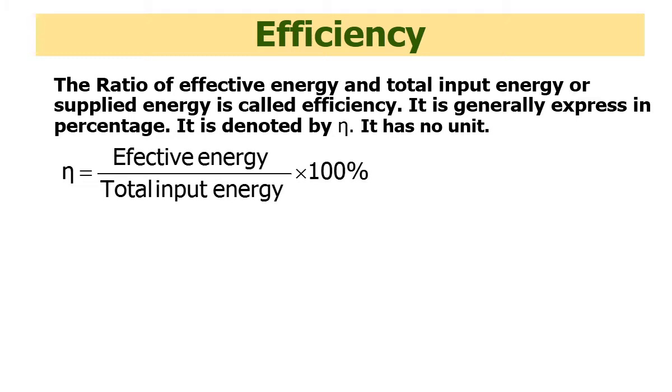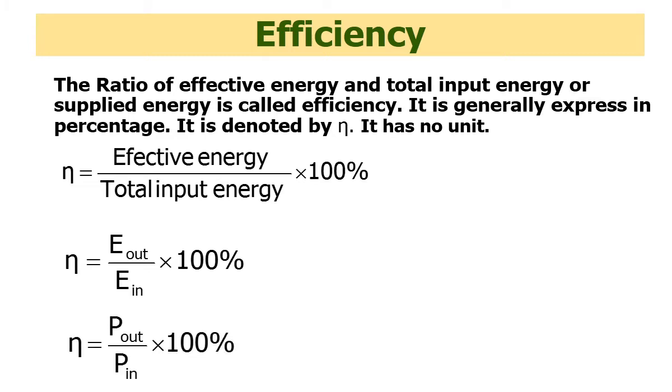Now if you are asked what you mean by efficiency 30%, it means if 100 joule energy is given to an engine, then the energy obtained from the engine will be 30 joule. There are three formulas of efficiency. You can see the formulas in the figure in the presentation. The formula of eta is E out divided by E in into 100%.